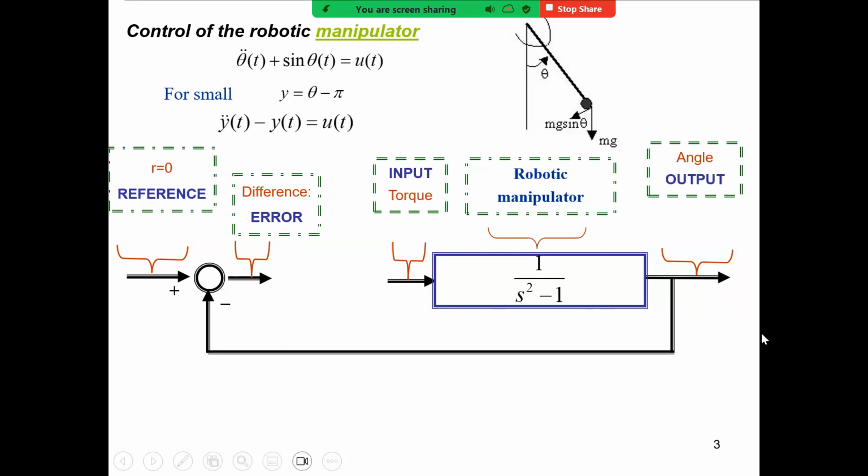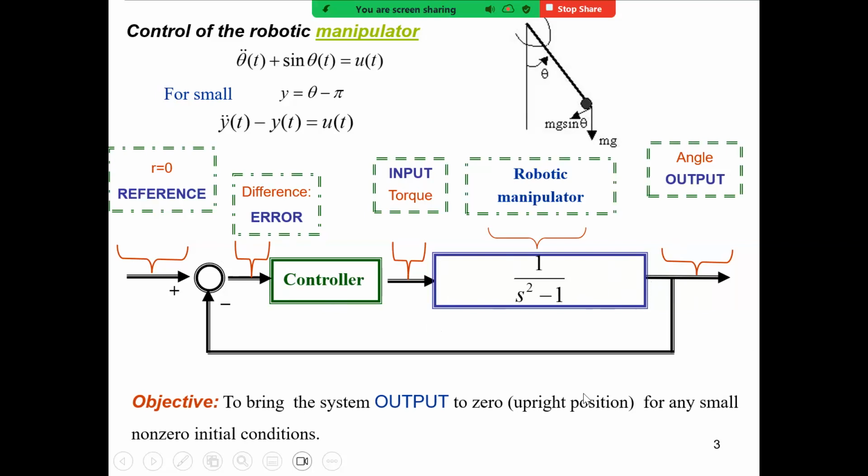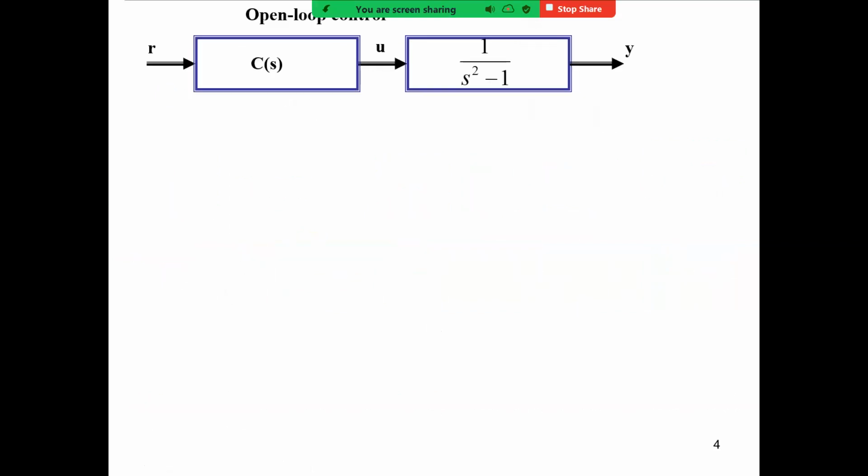This is the feedback. You measure the angle, compare it with the desired output, and get the error signal. You try to minimize that. We want to bring the system output to 0, the upright position, for any small non-zero initial conditions. Then we first tried open loop control.